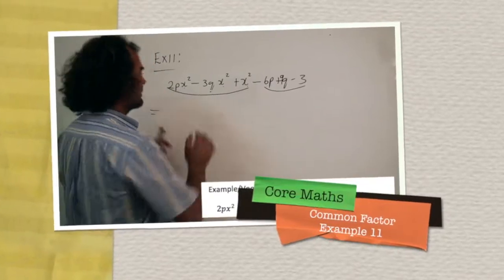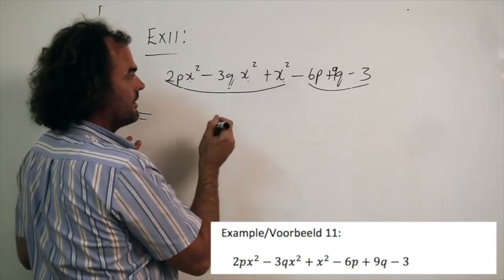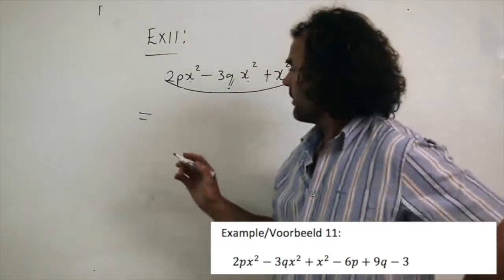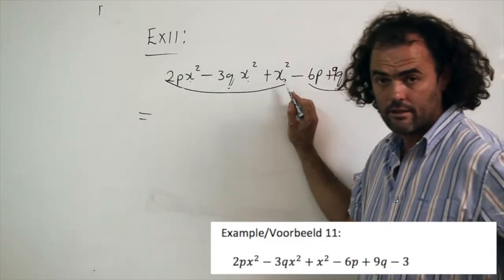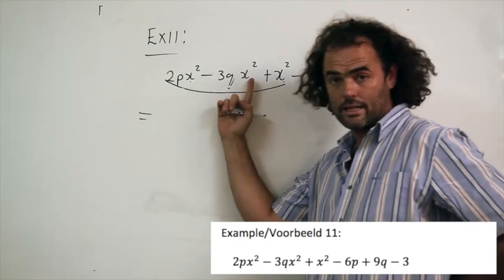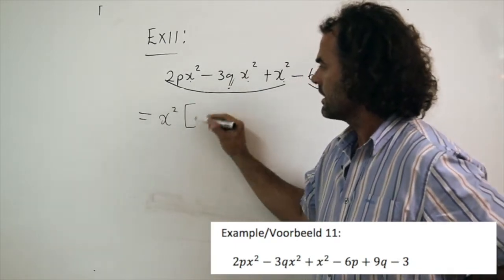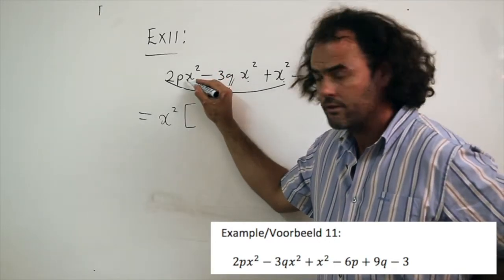Okay, now we've got 1, 2, 3, 4, 5, 6 terms, and we want to factorize that. So all we're going to do is, in this case, take out of these three. If you factorize them together, I can see there's an x squared and an x squared there that I can take out as a common factor. Took it out there. So if I took it out there, what am I left with?